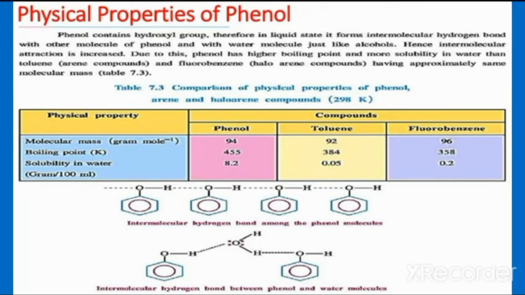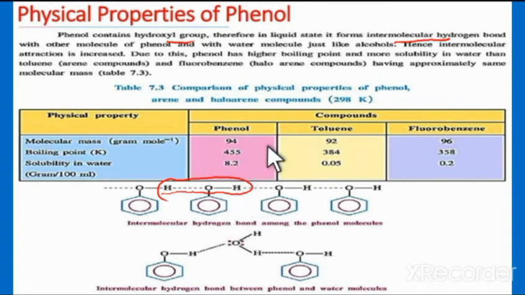Next, the physical properties of phenol. In the case of the physical properties, phenol mainly has the hydroxy group, and due to the presence of this hydroxy group, it undergoes intermolecular hydrogen bonding. In the liquid form, it mainly undergoes intermolecular hydrogen bonding within the phenol molecules. At the same time, hydrogen bonding can also take place between the water molecule and phenol. So the boiling point and solubility depend on this intermolecular hydrogen bonding.